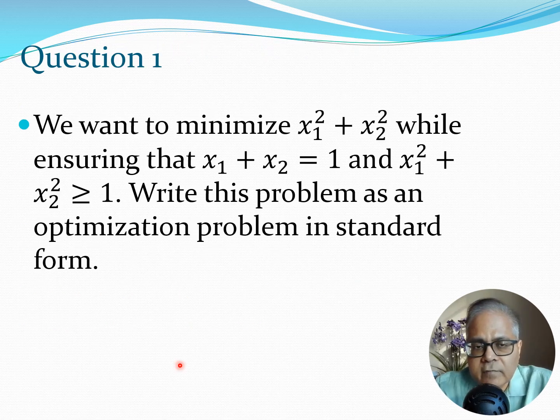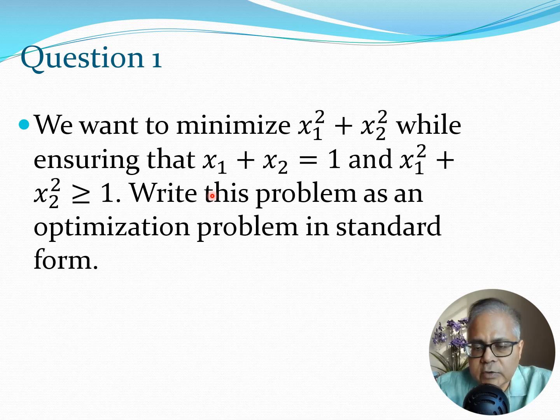So let's begin with the first question. The question here is that we want to minimize a function x1 square plus x2 square while ensuring that x1 plus x2 equals 1 and x1 square plus x2 square is greater than or equal to 1. Now what we are asked to do is write this problem as an optimization problem in the standard form.